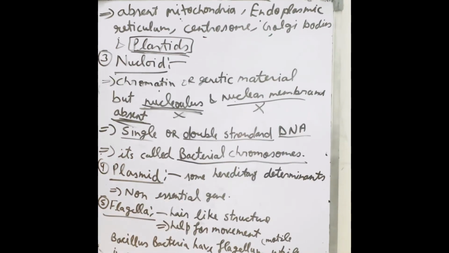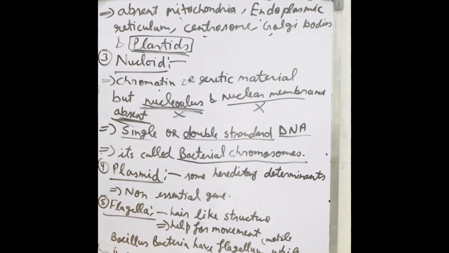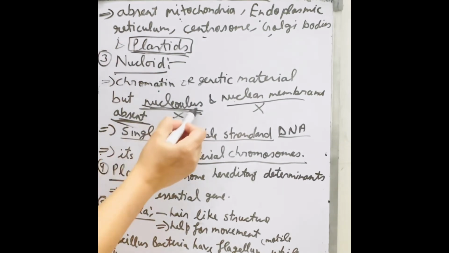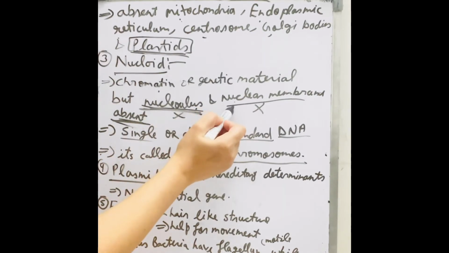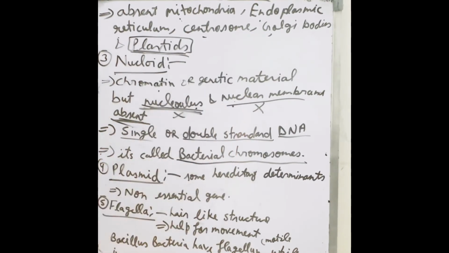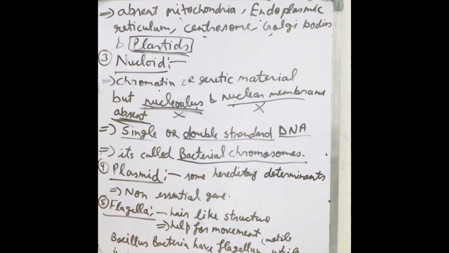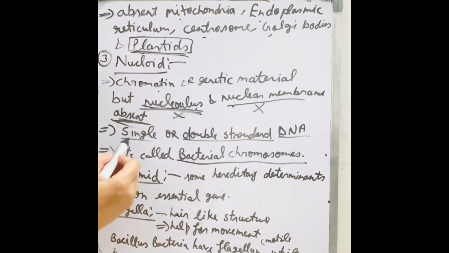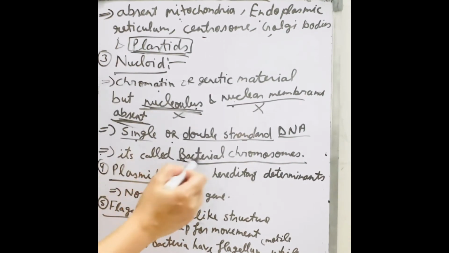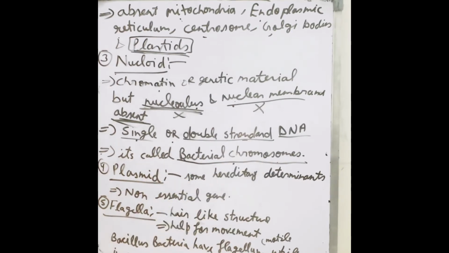So remember, there is no true nucleus. No true nucleus means there is no nucleolus and no nuclear membrane, but there is chromatin and genetic material. This genetic material could be single or double stranded DNA, and this chromatin material is called the bacterial chromosome.